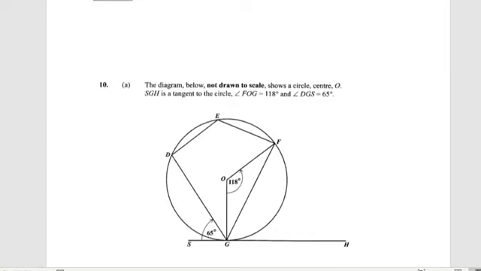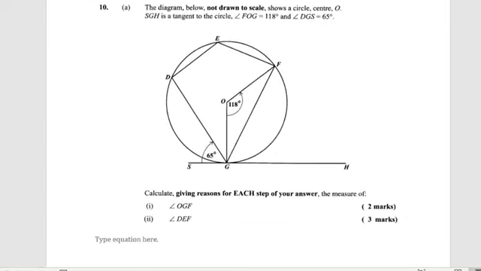So question 10 now says the diagram below, not drawn to scale, shows a circle with center O. SGH is a tangent to the circle where angle FOG is equal to 118 degrees and angle DGS is 65 degrees. And it says calculate, giving reasons for each step of your answer, the measure of angle OGF.